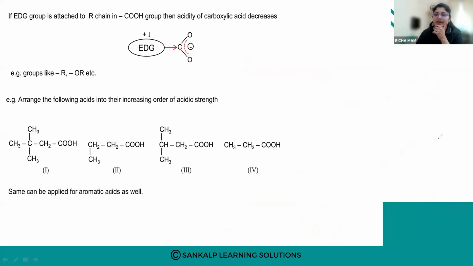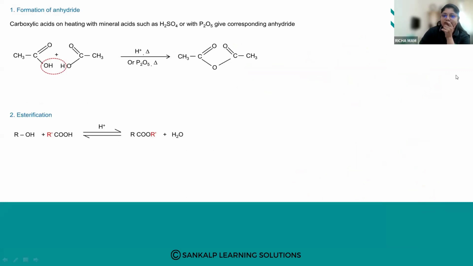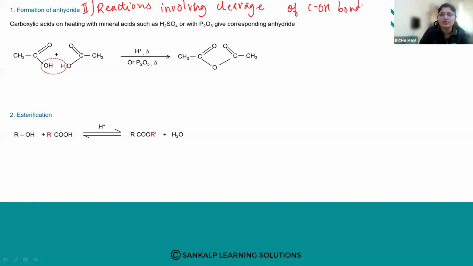In the first chemical reactions we have seen, the reaction involved cleavage at the OH bond. Next we are going to discuss reactions involving cleavage of the C-OH bond. So write down this also: the second set of chemical reactions were reactions involving cleavage of the C-OH bond. The first one is formation of anhydrides.